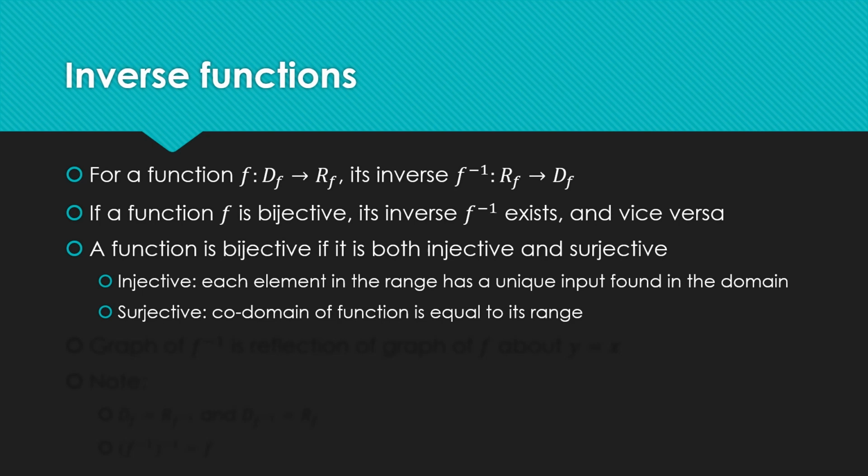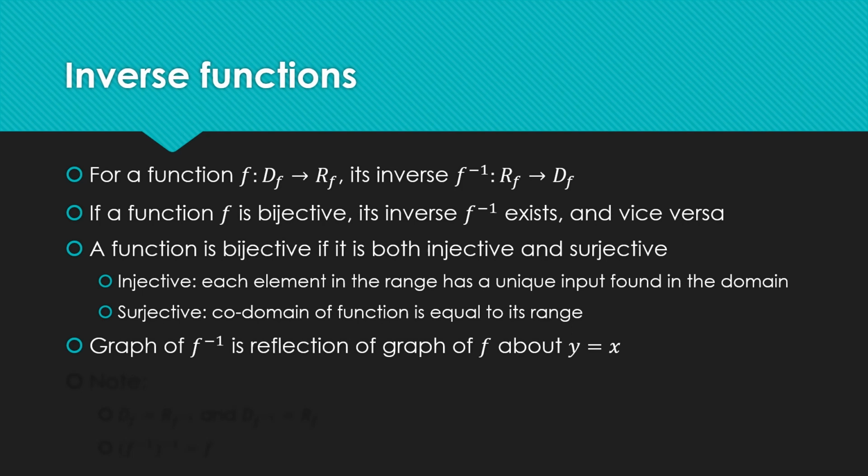A function is bijective if and only if it is both injective and surjective. An injective function has each element in the range correspond to a unique input in the domain, and surjective functions have the codomain equal to the range. The graph of the inverse function f inverse is the reflection of the graph of f about the line y equals x. Also, the domain of a function f is the range of f inverse, and the range of f is the domain of f inverse. The inverse of the inverse function is also the original function.